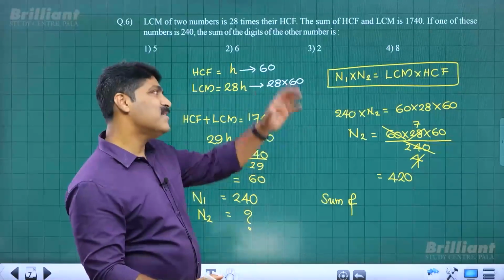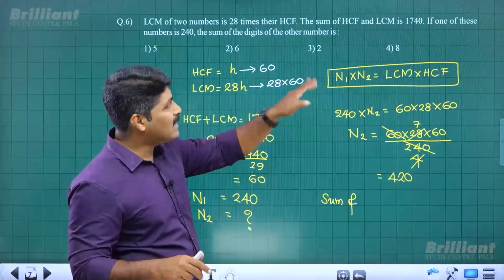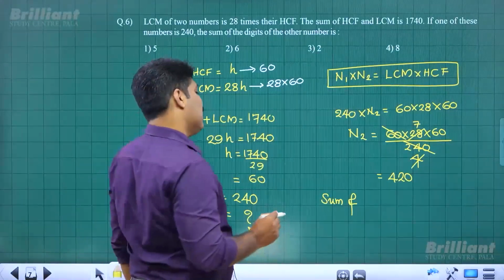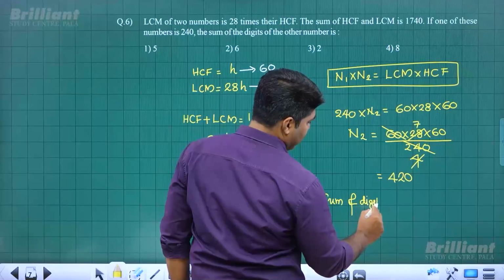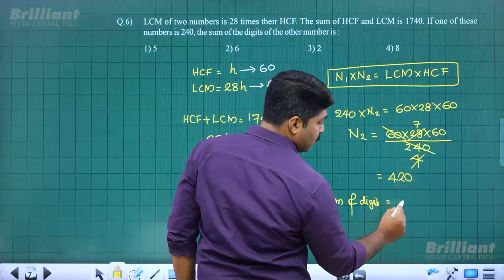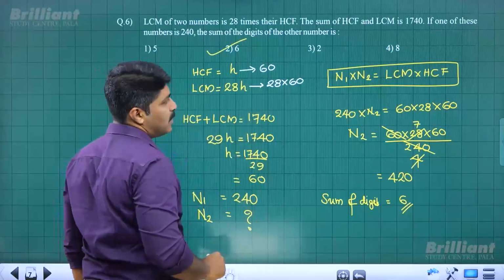So you can catch it from the options. For avoiding such kind of a possibility, they ask the question this way. So here, sum of digits of the second number. So that is 4 plus 2 plus 0, which is equal to 6 here. Therefore, the answer is option 2.